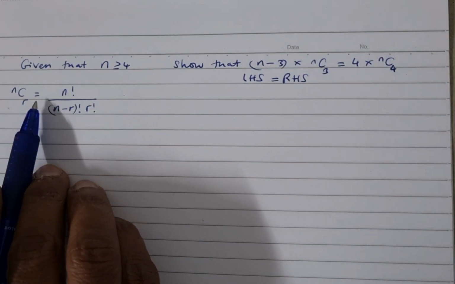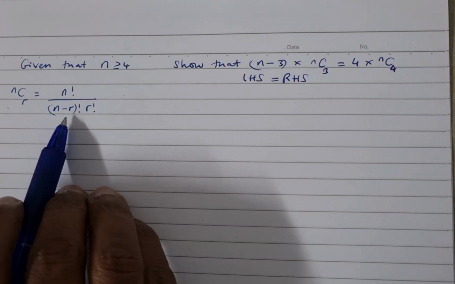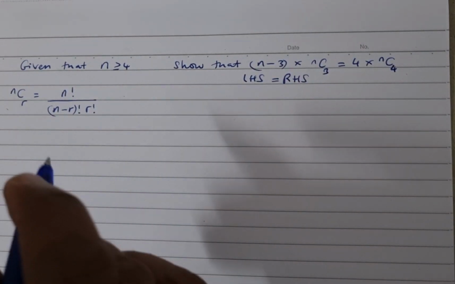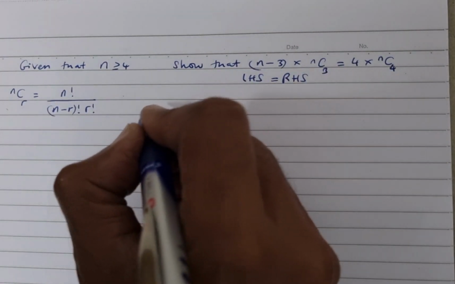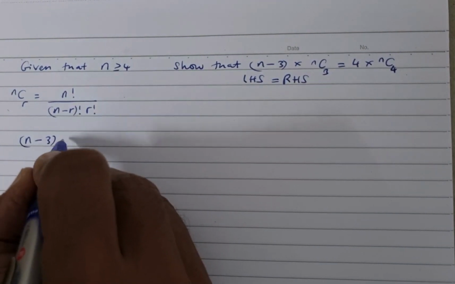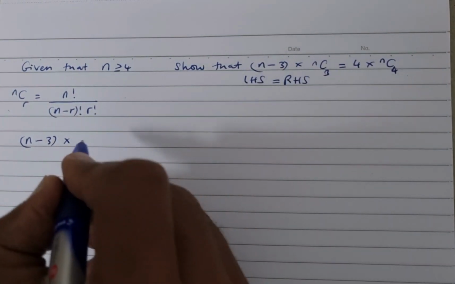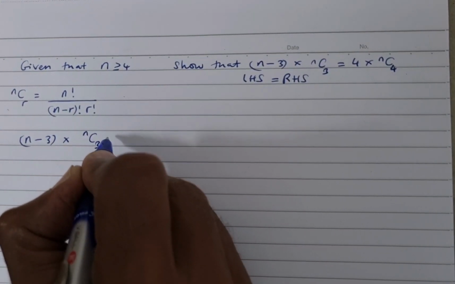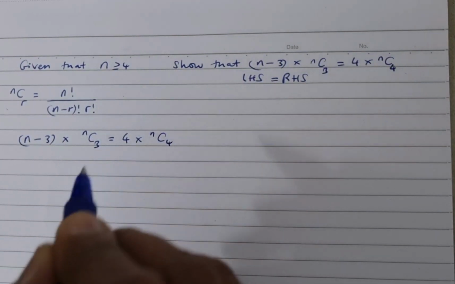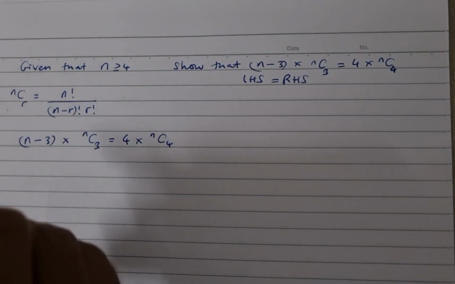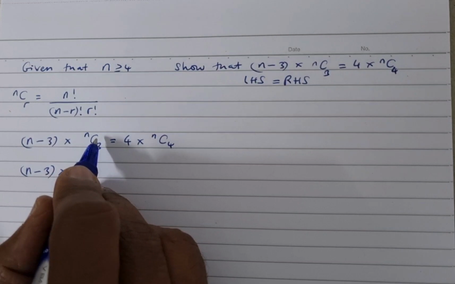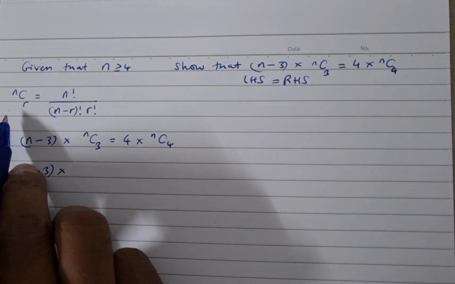nCr is n factorial over (n minus r) factorial times r factorial. So basically now if I start with this, I'm going to copy this down. So n minus 3 times nC3 is equal to 4 times nC4. So I have n minus 3 times, what is nC3? It's like nCr here, same thing.